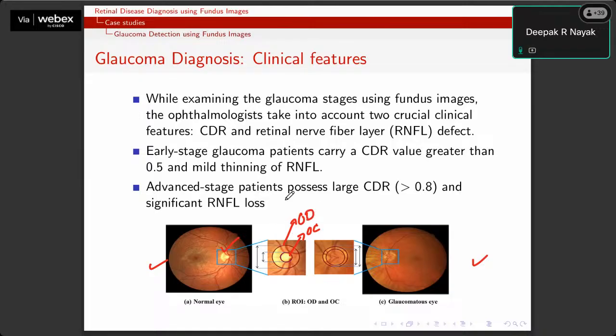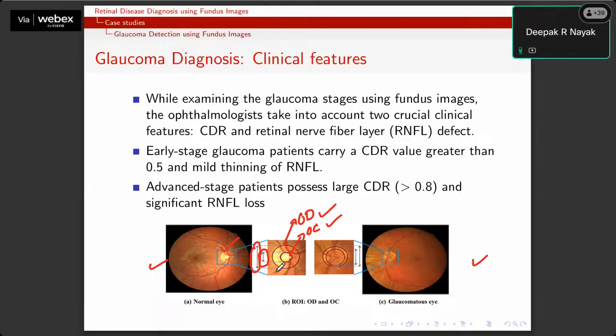So what the ophthalmologists do to identify glaucoma is first identify the vertical diameter of the optic disc and then the optic cup. Then they find the ratio between the optic cup and optic disc, the cup to disc ratio. So you need to first identify the vertical diameter of the cup, then the vertical diameter of the optic disc, and take the ratio between them. And if the ratio is beyond 0.5, then you can call it early.